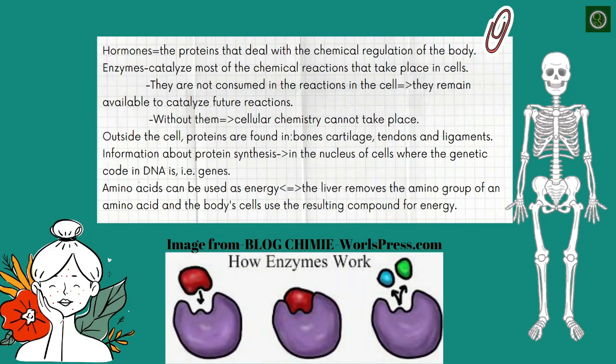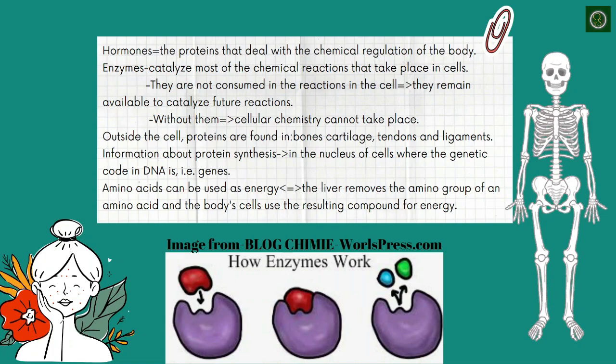Hormones are proteins that deal with the chemical regulation of the body. Enzymes catalyze most of the chemical reactions that take place in the cells. They are not consumed in the reaction in the cells. Therefore, they remain available to catalyze future reactions. Without enzymes, cellular chemistry cannot take place.